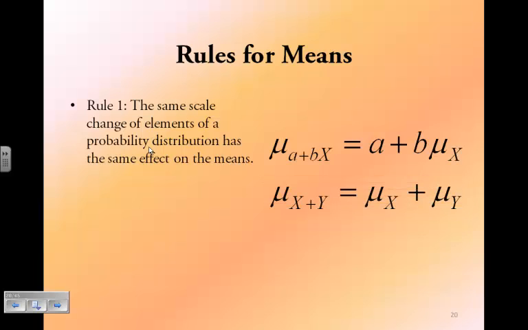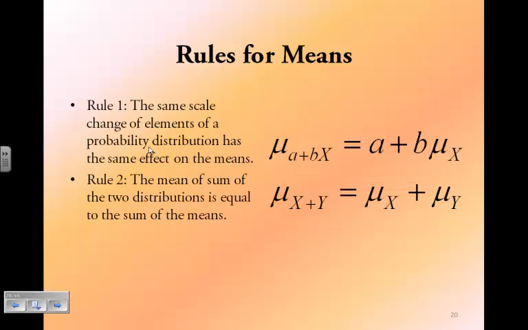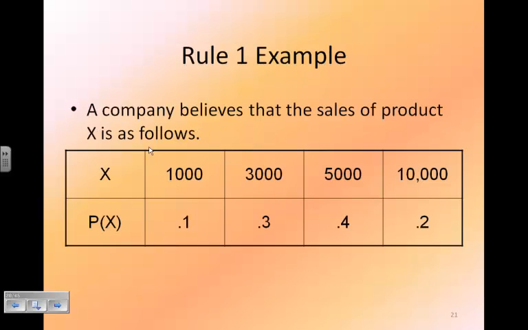If I have two separate variables, rule number 2 is if I have two distributions and I want to find the sum of both distributions, then I just sum the means, right? So if I have two, the mu of x plus y is the same thing as the mu of x plus the mu of y. Okay, so here's an example to illustrate these two rules.